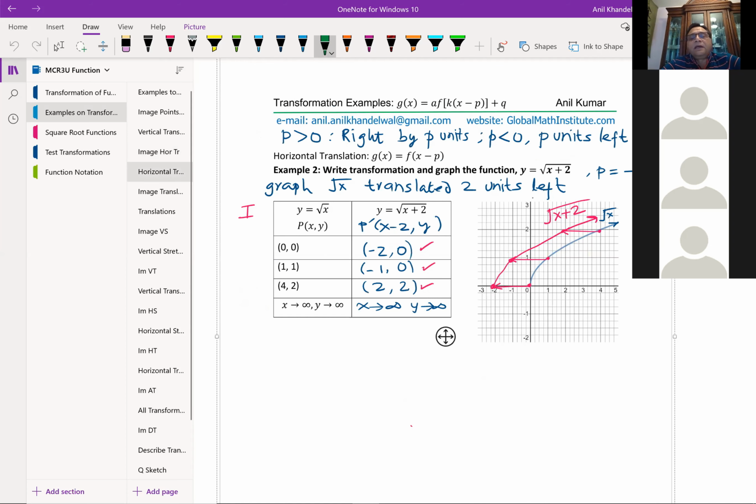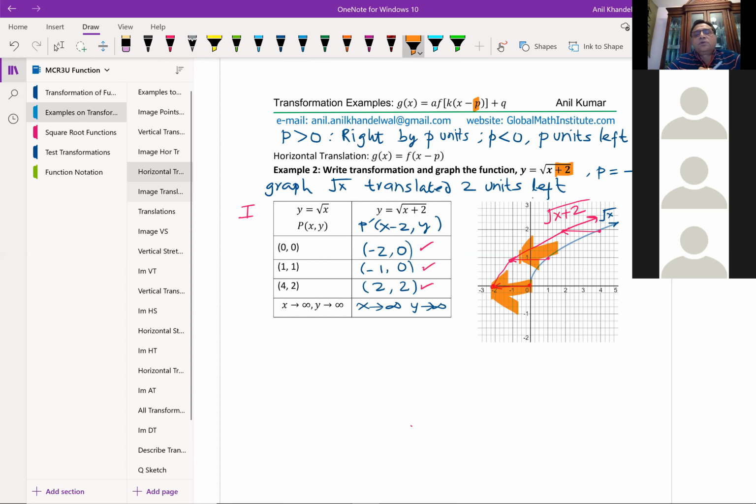So the whole function, as we were talking about, has shifted 2 units left. That is what we are saying, right? So that is what happens. This is because of this. +2 means move it 2 units left. Horizontal translation, we have considered the effect of parameter P in this particular part of the video, correct?